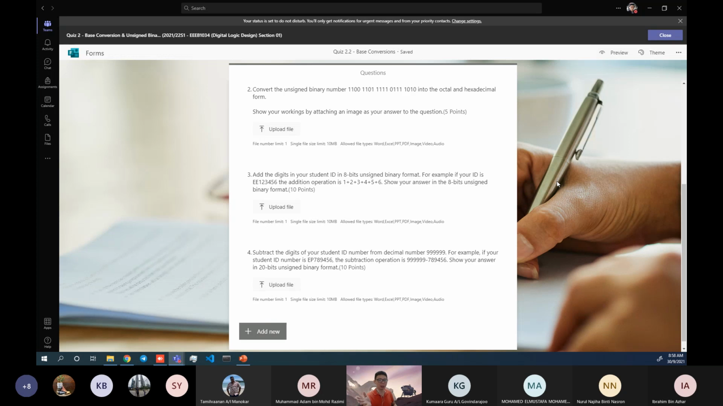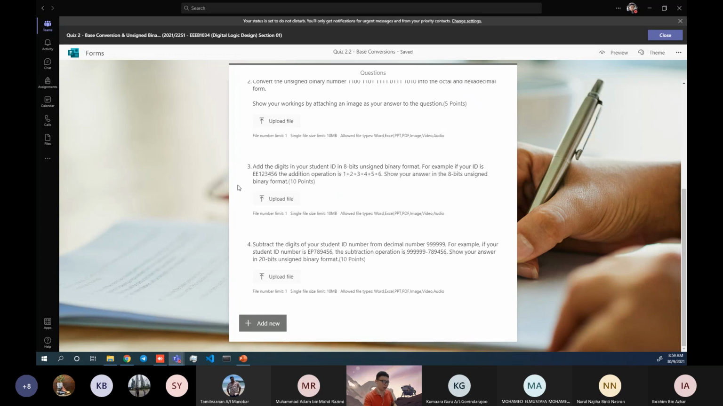The other thing with the shortcut method is I noticed that some of you are using the shortcut method to convert into decimal. Okay, remember the shortcut method does not apply to decimal. It is only applicable when you have base 2 to base 8, base 2 to base 16, or the other way around. Okay, that you can use the shortcut method.